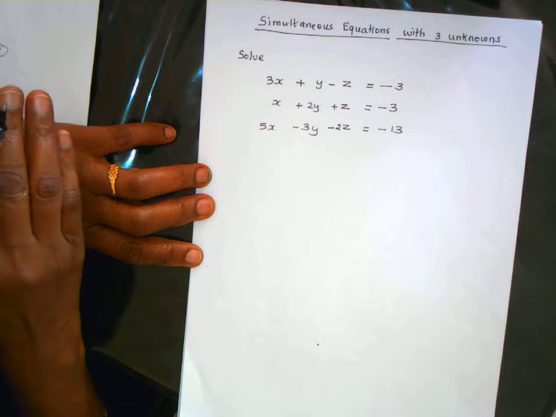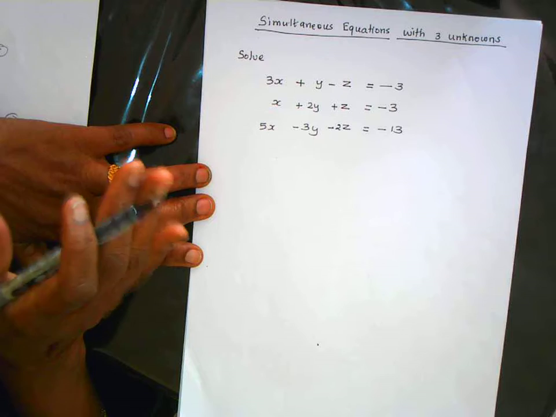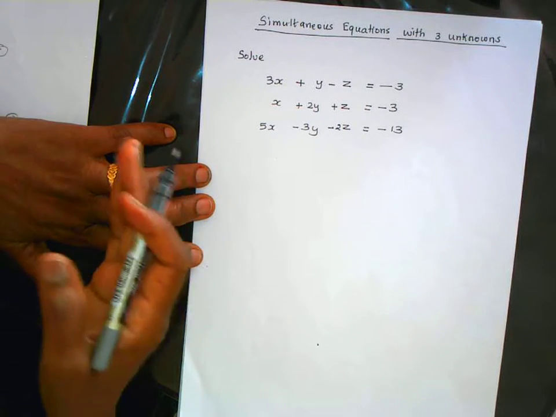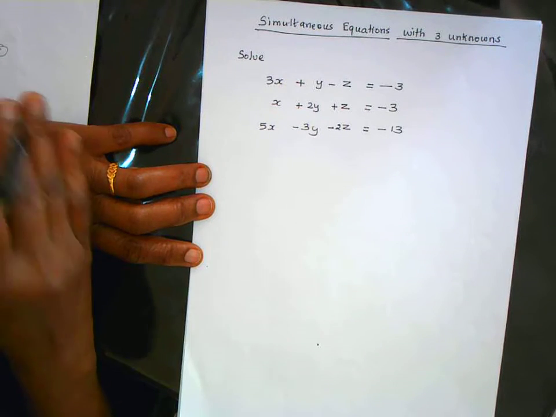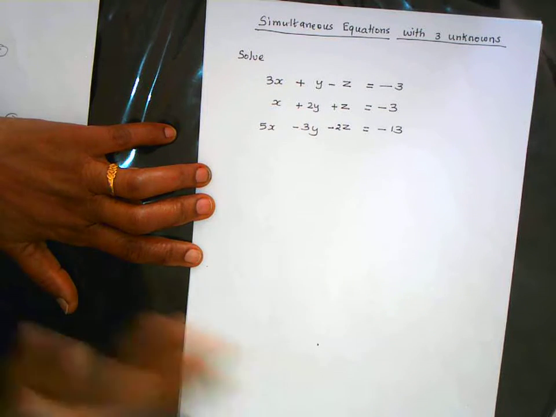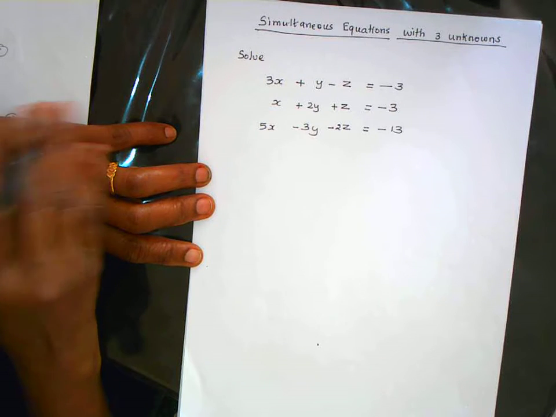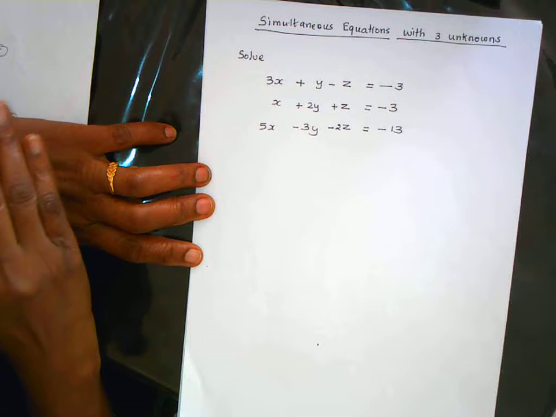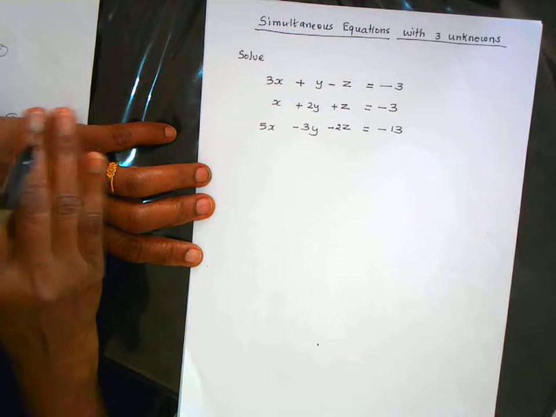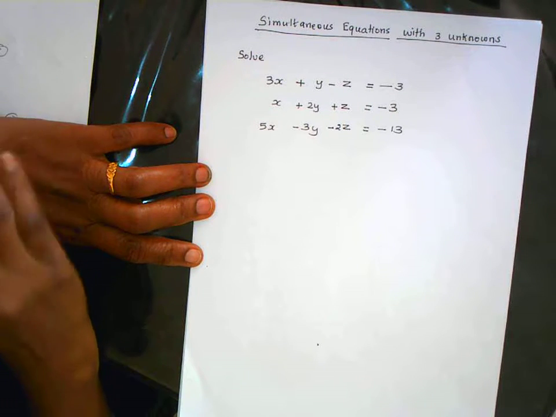So we try to eliminate one unknown, maybe x or y or z, depends, and then bring it down to simultaneous equations with two unknowns, and then you know how to solve them. Okay, so let us see how to eliminate one of the unknowns. Now you have to look for an easy option because this involves several steps. You have to cut down as much as you can.